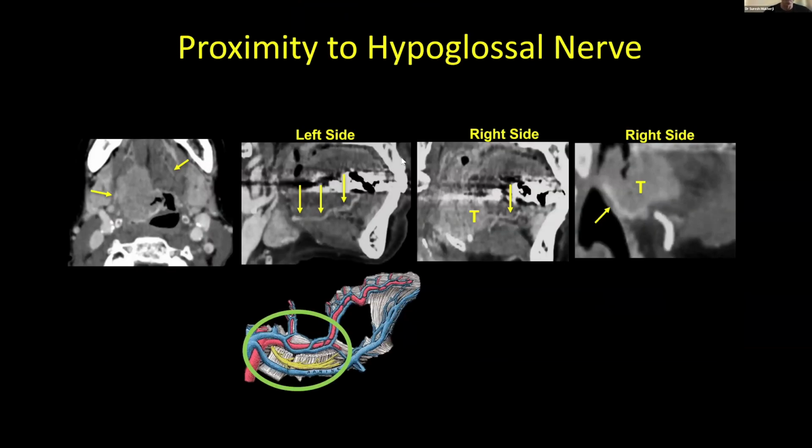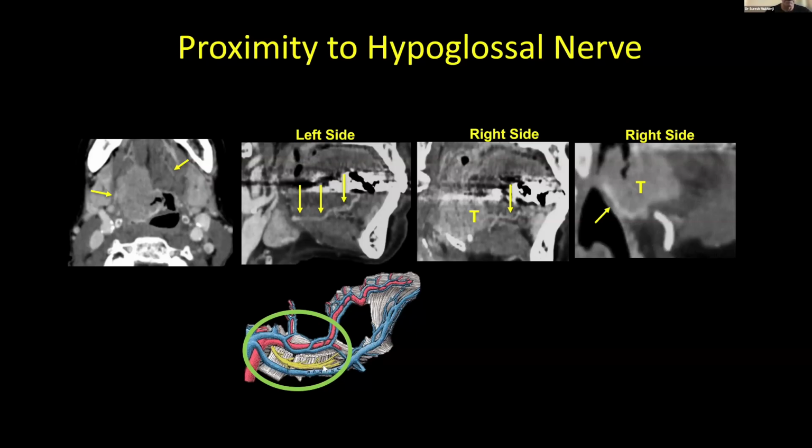Now, one of the things that comes up is this concept of the root of the tongue. Now, the root of the tongue indicates that tumors that involve this area really probably should not be resected with surgery. And the root of the tongue indicates, at least for me, that it's in close proximity to this nerve, which is the hypoglossal nerve.